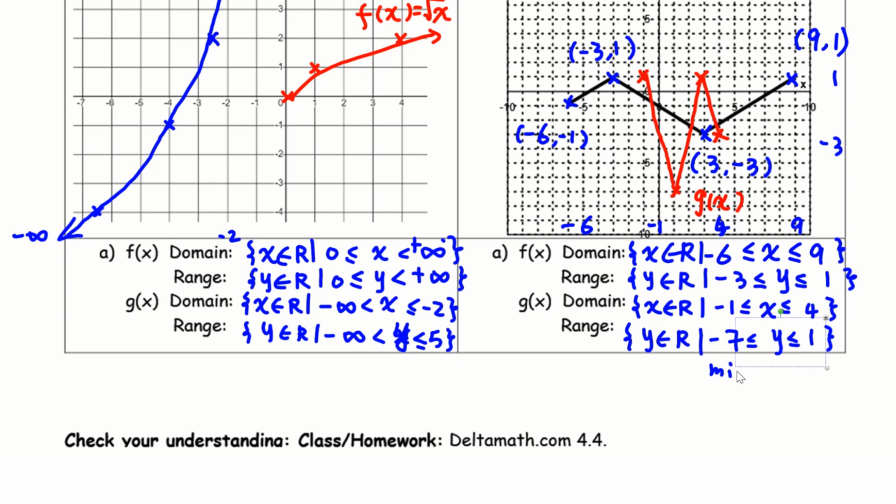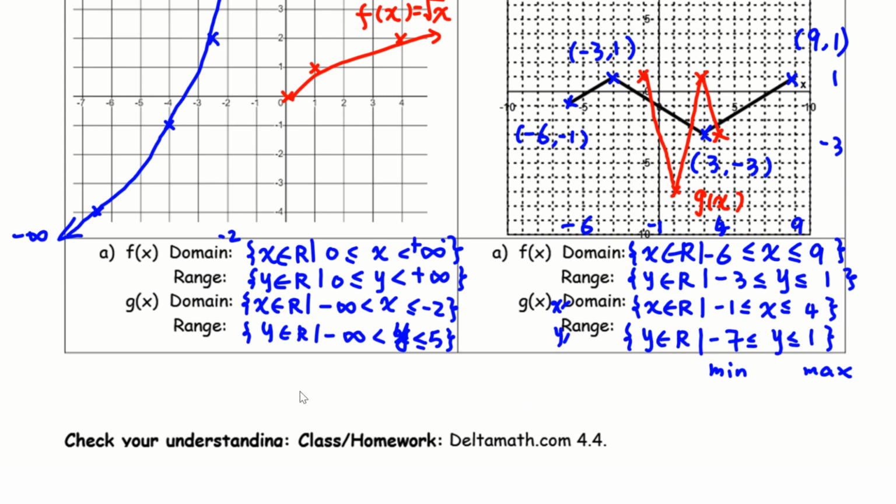So always minimum, maximum. For domain it is x, for range it is y. Alphabetical order, x first, y second. X is domain, y is range. D is first, r is after D in alphabetical order. So x is before y in alphabetical order.